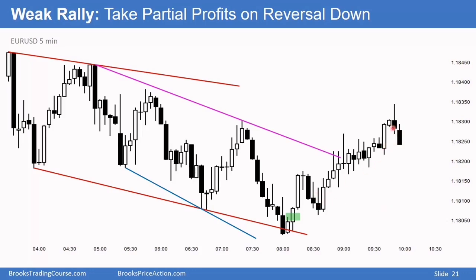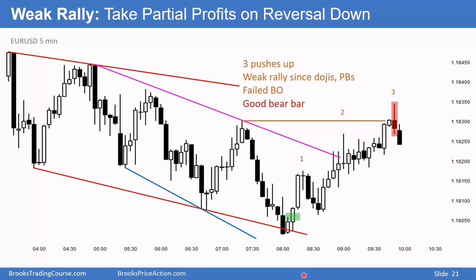As far as shorting that goes, when a channel is as tight as this is, it's probably a minor reversal, which means it probably will not fall very far. More likely, it'll fall and form another bull flag for higher prices afterwards. 3 pushes up, 1, 2, 3.